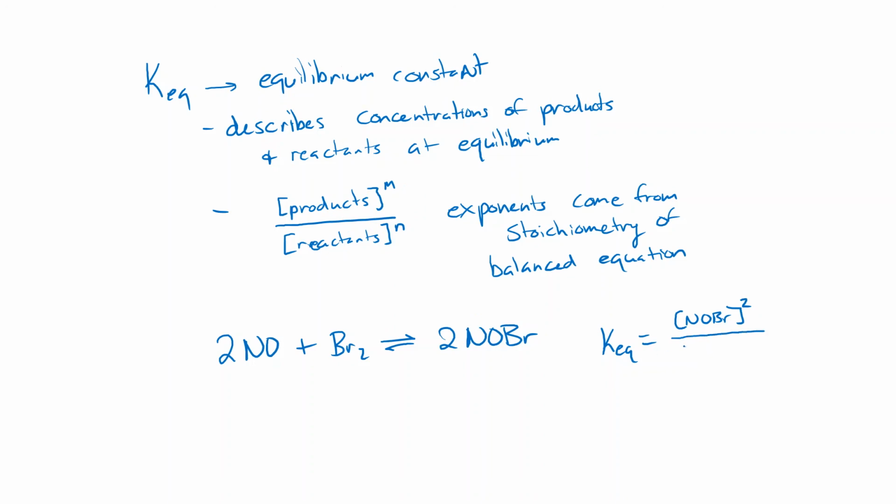On the bottom, we have our reactants. So we have the concentration of Br2, which doesn't have an exponent because the stoichiometric factor is 1, right? So our exponent is 1. And then we multiply that by the concentration of nitrous oxide, which is squared, because again, the stoichiometric factor is 2, right? If you have more than one product or more than one reactant, you just multiply them all in there. Products go on the top, reactants go on the bottom. The exponents are the stoichiometric coefficients.